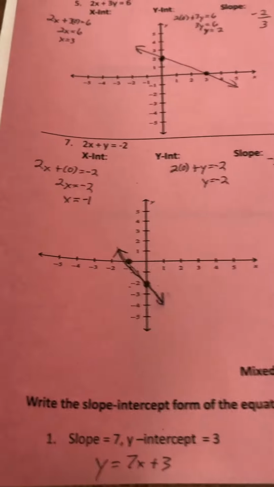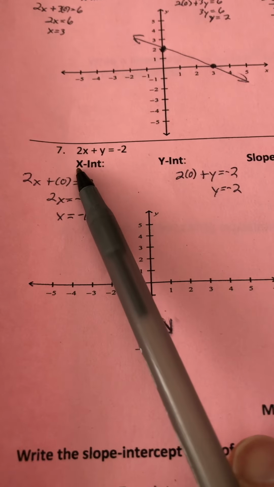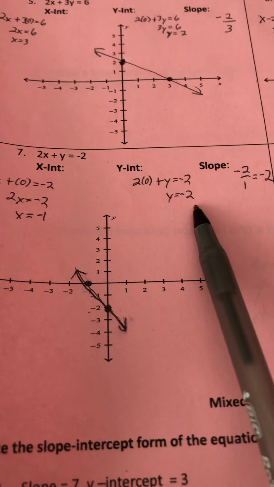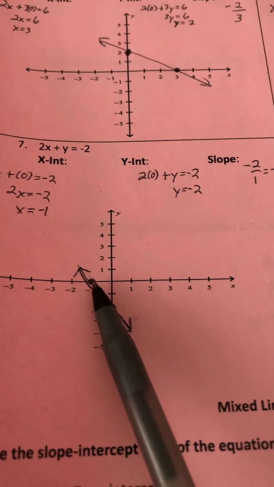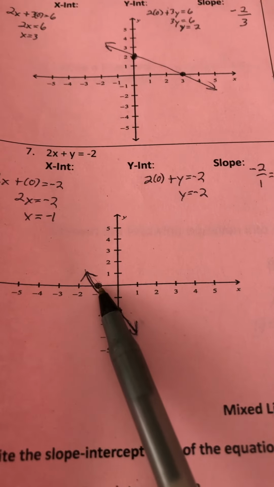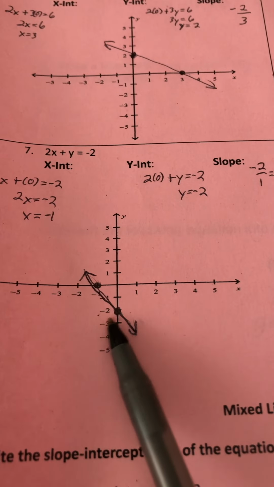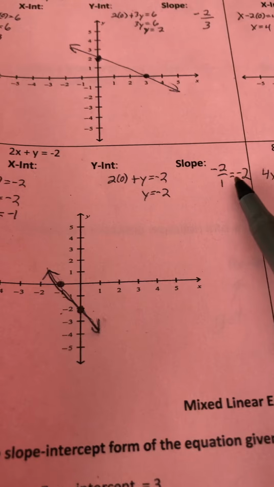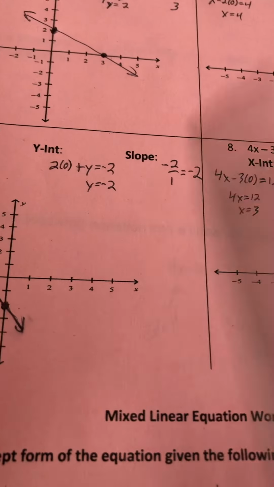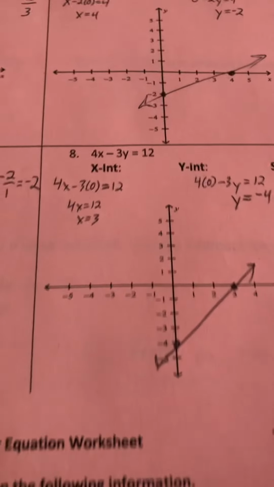Okay, number 7. I get my x-intercept. I get my y-intercept. Same thing I've been doing. Okay, so I'm at negative 1 and negative 2. So notice it goes down 2 over 1. So down 2 over 1 is a negative 2 over 1 or negative 2. Any number over 1 is just itself. That would be negative 2.